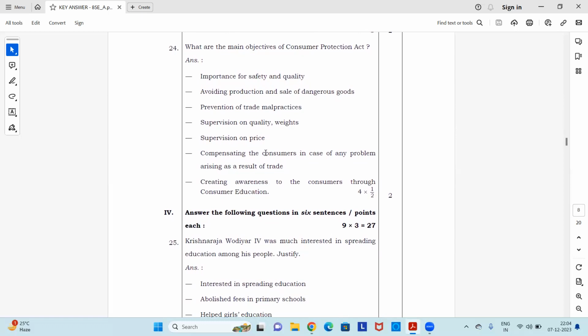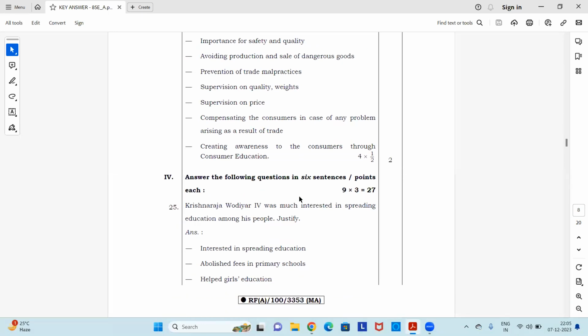Next question. What are the main objectives of Consumer Protection Act? Answer, importance for safety and quality, avoiding production and sale of dangerous goods, prevention of trade malpractices, supervision on quality, weights, supervision on price, compensating the consumers in case of any problem arising as a result of trade, creating awareness to the consumers through consumer education. Okay, so these are the objectives of Consumer Protection Act. These are the work to be done by the main motive of them. Okay, this was the purpose for them to start this act. So here we end with this 2-mark questions.